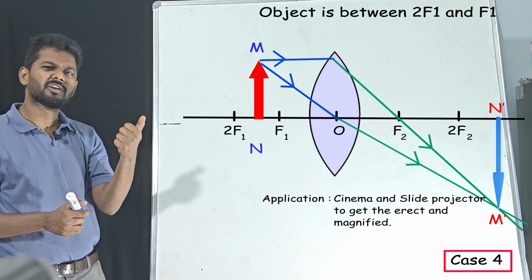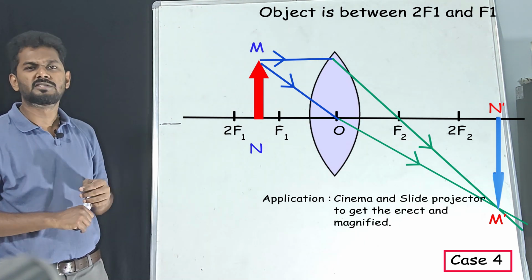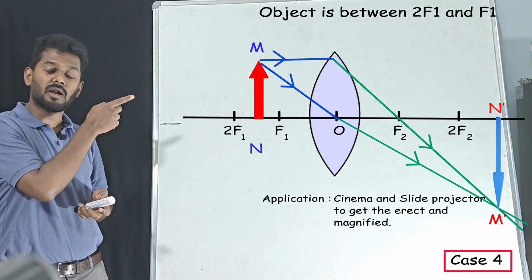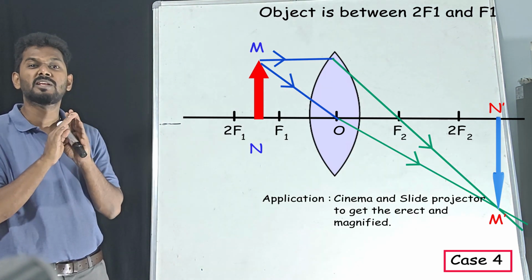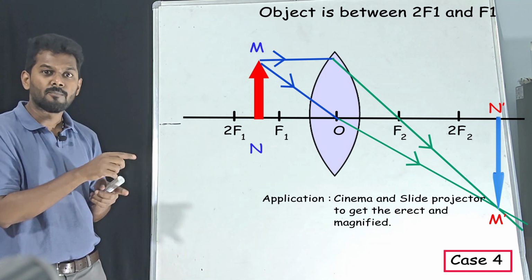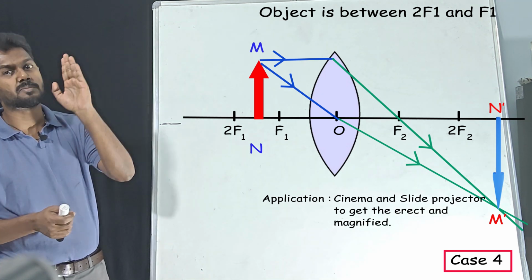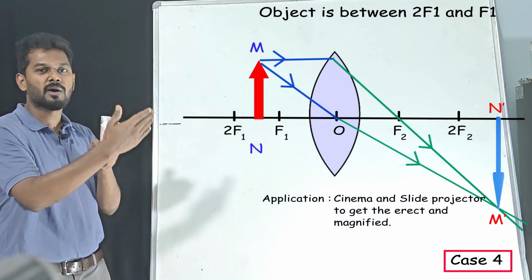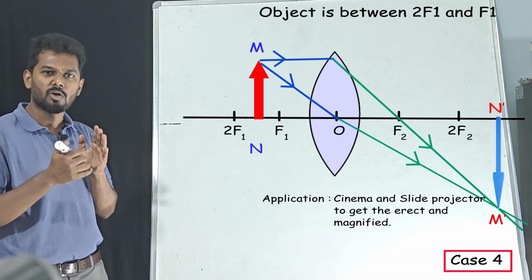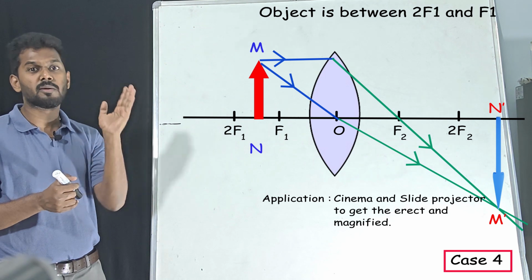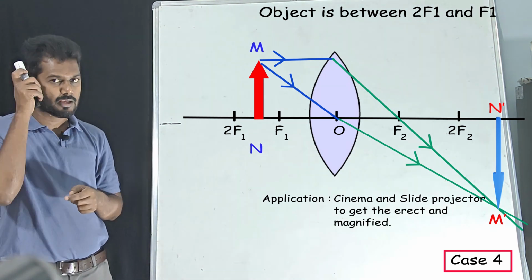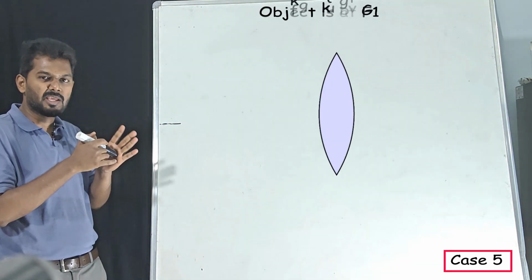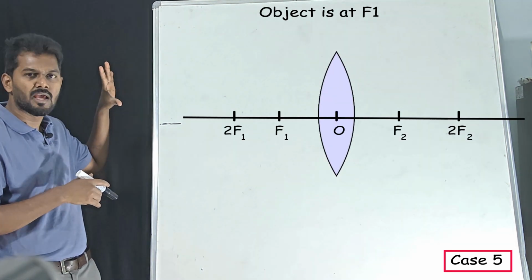So what is the difference between terrestrial telescope and cinema or slide projector? In that previous case, the terrestrial telescope, the image was not magnified. Here it is erect as well as magnified. So these are the key differences you should know case by case. Keep this in mind. Now we learn about case 5, when the object is placed exactly at F1.